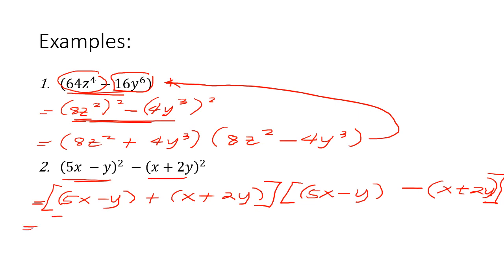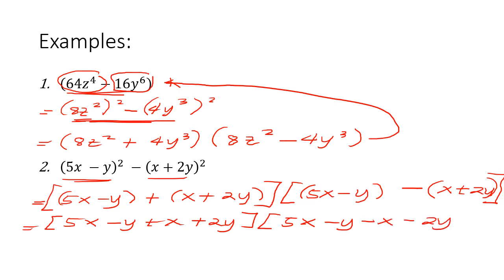We have 5x minus y plus x plus 2y, right, inside this first factor, and then we have our second factor. We have 5x minus y minus x minus 2y, right? So we will have here 5x plus x, you have 6x, plus 2y minus y, plus y na lang. So you have y.